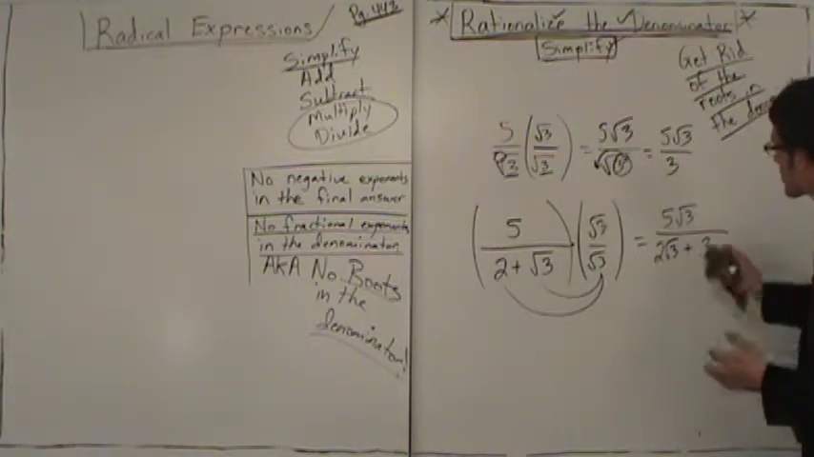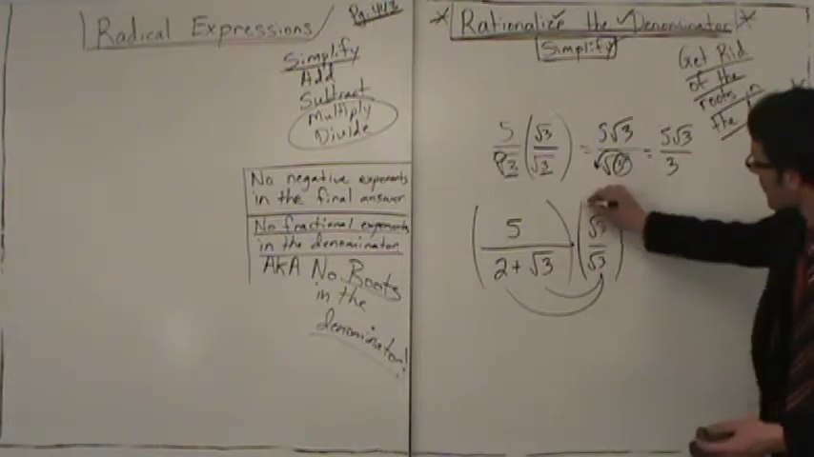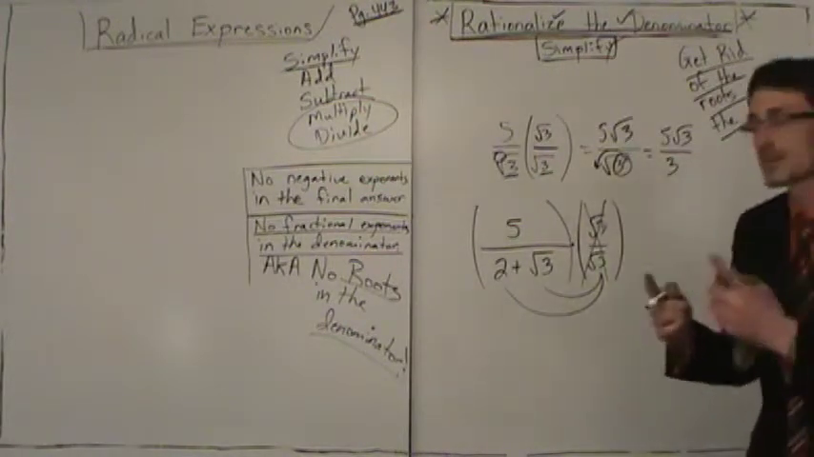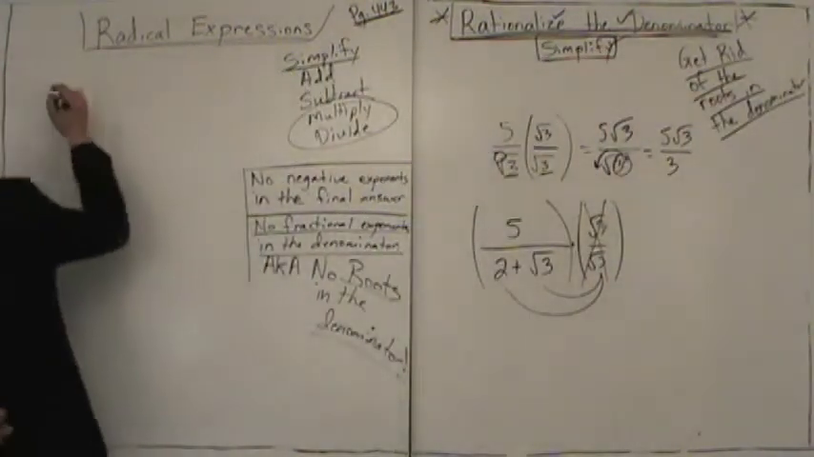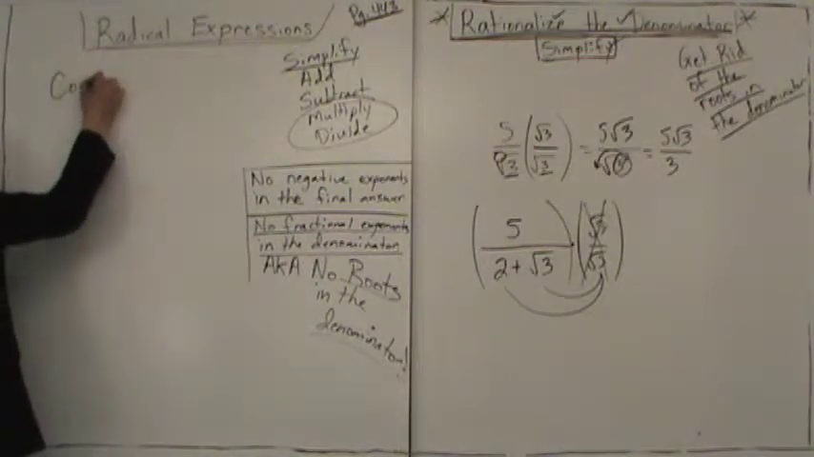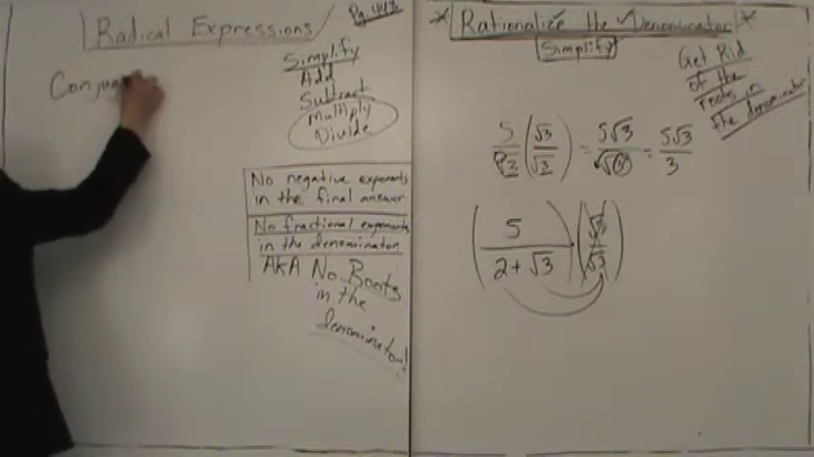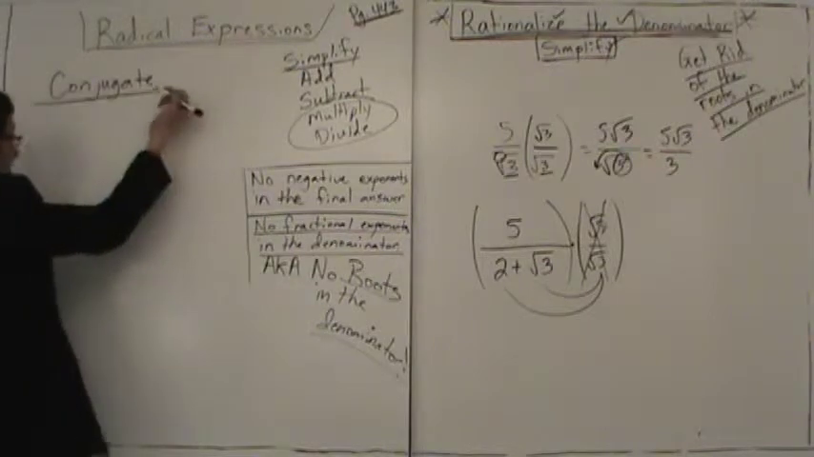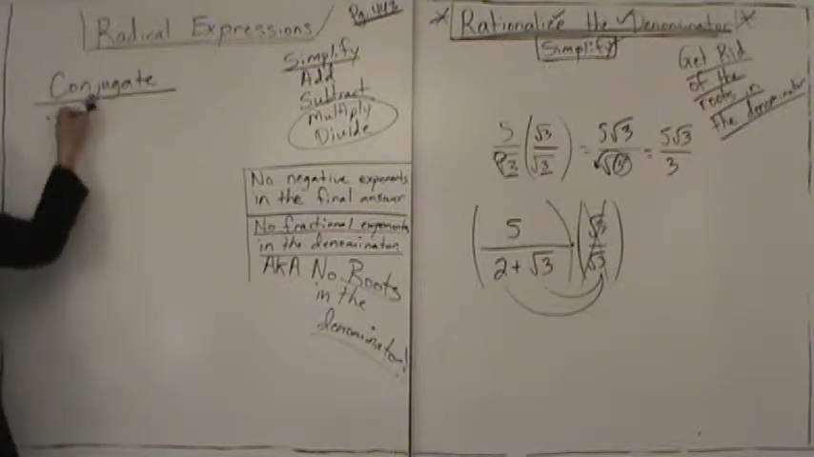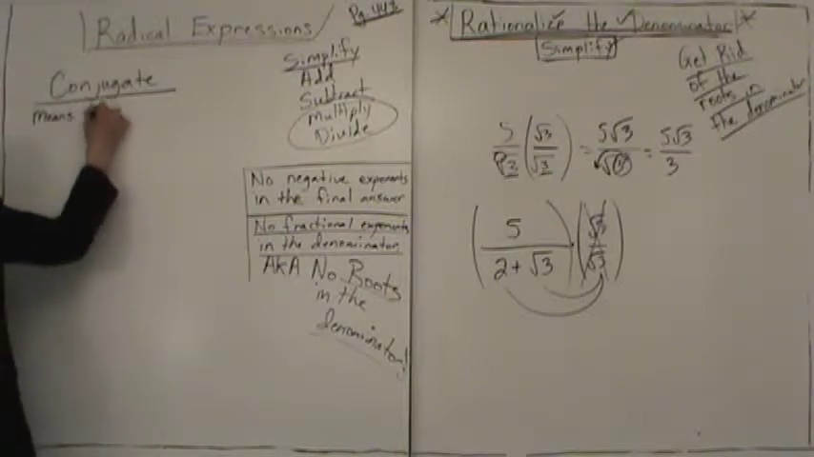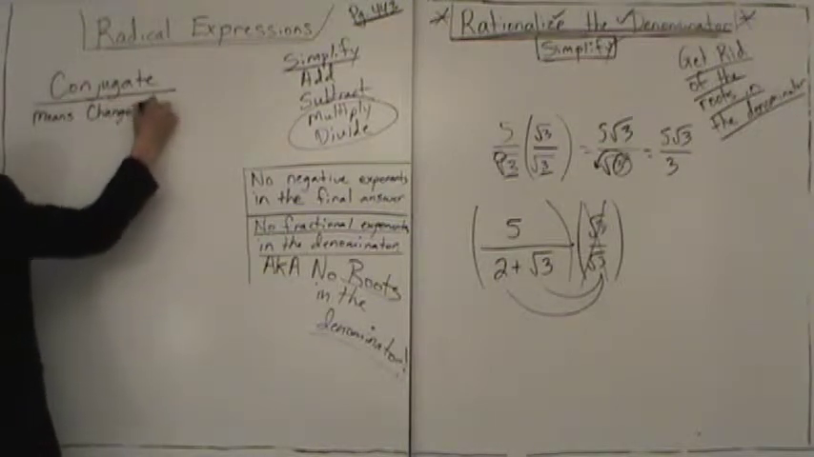So we have to figure out something else. We don't multiply by root 3 over root 3. We have to figure something else out. And this is where we introduce one of the most important terms in this class, the word conjugate. So I want you guys to write the word conjugate down. And I want you to write conjugate means change the middle sign.